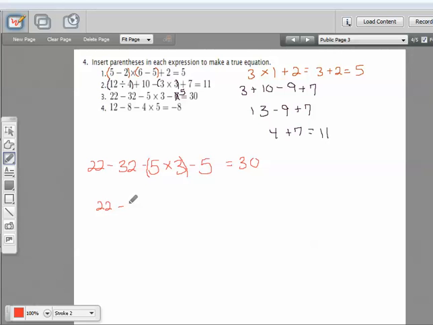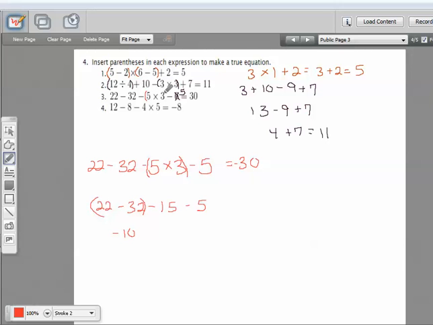So 22 minus 32 minus 15 minus 5. I think that's going to be way too large, but 22 minus 32 is a negative 10. So if I put parentheses around there and do that first, negative 10 minus 15 is a negative 25, and a minus 5 is a negative 30. So maybe there are possibly two typos, and if we make that a negative 30, we can get that to work out quite nicely right off the bat.